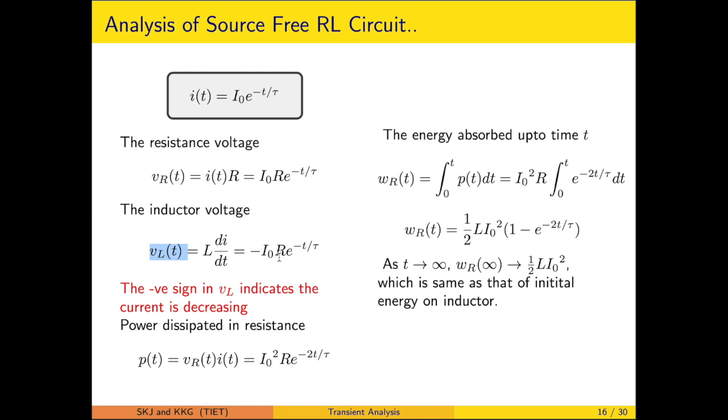However, this negative value of the inductor voltage is suggesting that the current is decreasing. So current, although in the same direction, is decreasing. Because of this, the inductor voltage comes out to be of negative polarity. On the similar line, we can calculate the power dissipated and energy absorbed expressions. When the time t is tending towards infinity, the whole of the energy stored in the inductor will be dissipated as heat in the resistance.